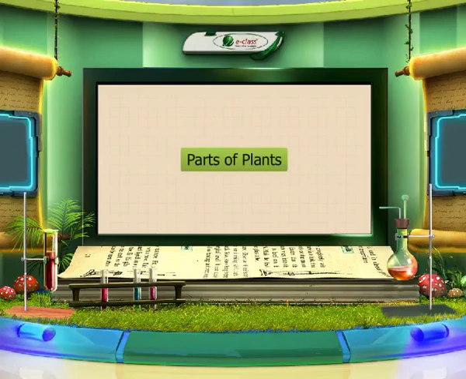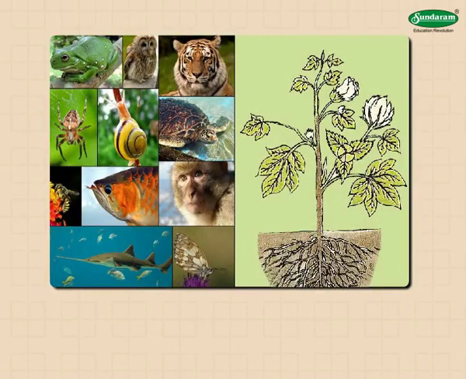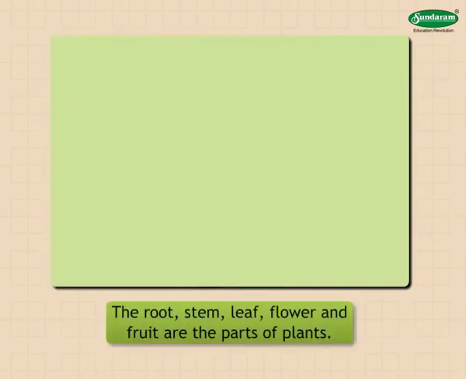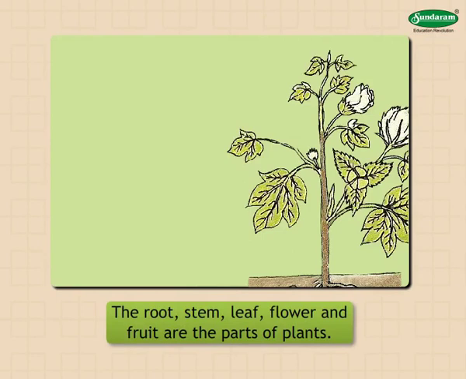Parts of plants. The main parts of a plant. Animals and plants are both living things. Animals have different parts. Do plants also have parts? The root, stem, leaf, flower, and fruit are the parts of plants.